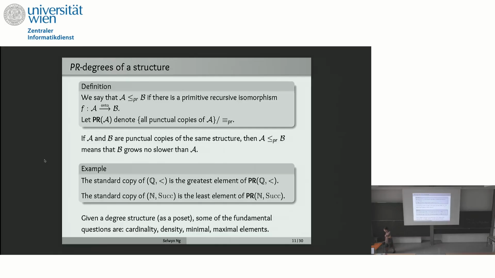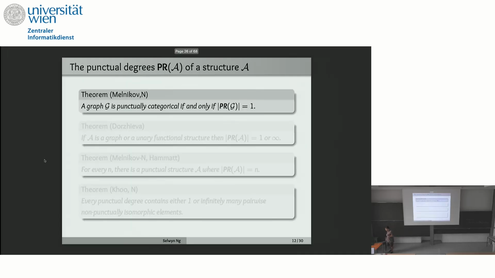Okay, so now we have this degree structure. Of course we can try to understand what some of the questions are in each of these structures. The first thing is that for graphs, it turns out that a graph is punctually categorical if and only if the PR degree structure of G is 1. Remember what this means: having a single PR degree means that given any two copies of G, you can find a primitive recursive isomorphism going one way and a different one going back, right? And that turns out to be equivalent to having f and f inverse both being primitive recursive.